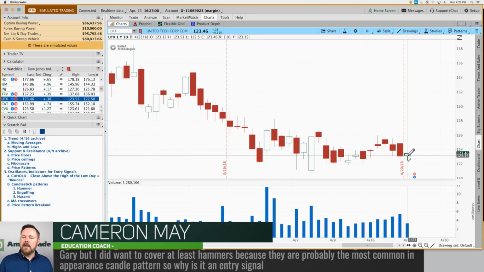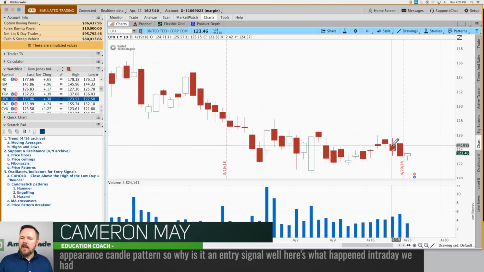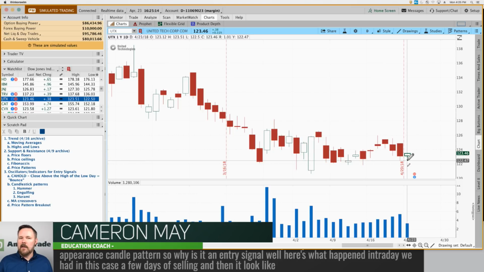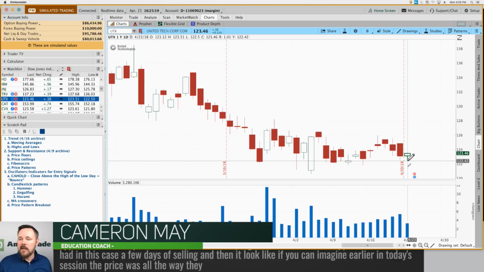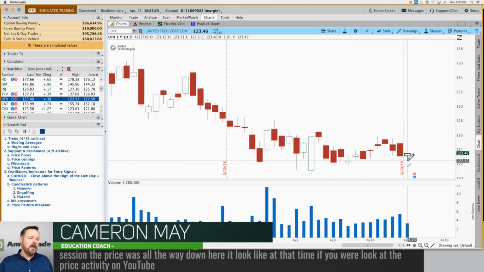Well, here's what happened intraday. We had, in this case, a few days of selling, and then it looked like, if you can imagine, earlier in today's session, the price was all the way down here. It looked like at that time, if you were to look at the price activity on UTX, you'd be thinking, well, here we go again.